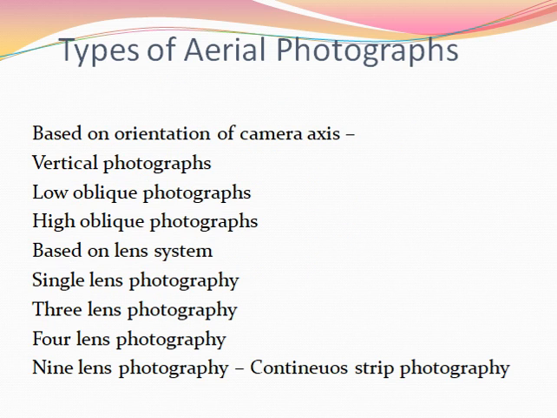Types of aerial photography based on orientation of the camera axis are classified into: 1, vertical photograph; 2, low oblique photograph; and 3, high oblique photograph. Then classification based on lens system: single lens photography, 3 lens photography, 4 lens photography, 9 lens photography, and continuous strip photography. Then these are some views of aerial photographs.